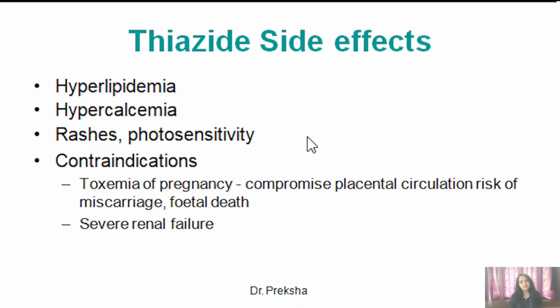Now coming to the contraindications of the thiazide diuretics. Thiazides are contraindicated in the toxemia of pregnancy because it can compromise the placental circulation and it can lead to miscarriage or fetal death. Thiazides are also contraindicated during severe renal failure. So this was about the thiazide side effects and its contraindications.